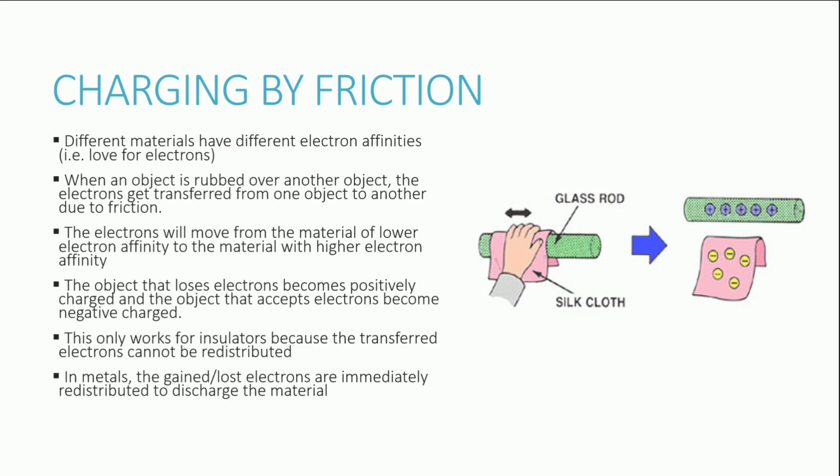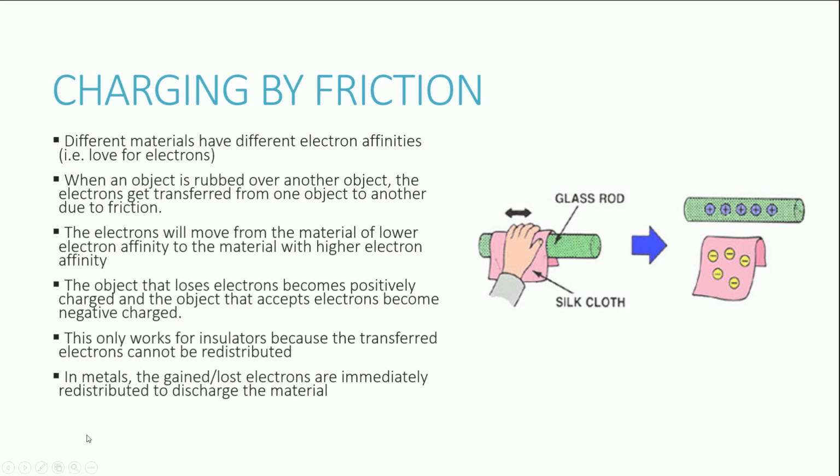One really key aspect of this is that it only works for insulators. We took a look at the definition of insulators and conductors before, right? Conductors always have free-flowing electrons throughout the structure, and charging by friction only works for insulators, because insulators don't have the capacity to redistribute electrons. The electrons throughout the structure are not mobile, so the electrons that get added on or lost don't get redistributed, and you have a localized charge.